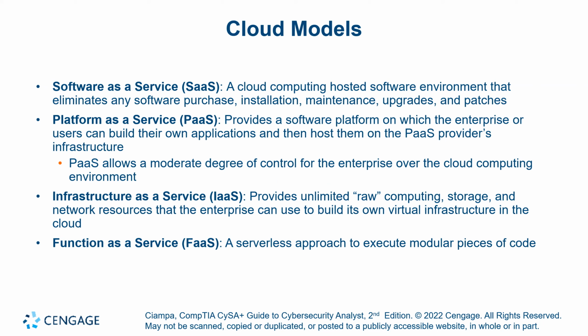Platform as a service, PaaS, provides a software platform on which the enterprise or user can build their own applications and then host them on the PaaS provider's infrastructure. PaaS allows a moderate degree of control for the enterprise over the cloud computing environment. Infrastructure as a service provides unlimited, quote, raw computing, storage, and network resources that the enterprise can use to build its own virtual infrastructure in the cloud. And then there's FaaS, or function as a service. This is a serverless approach to execute modular pieces of code.